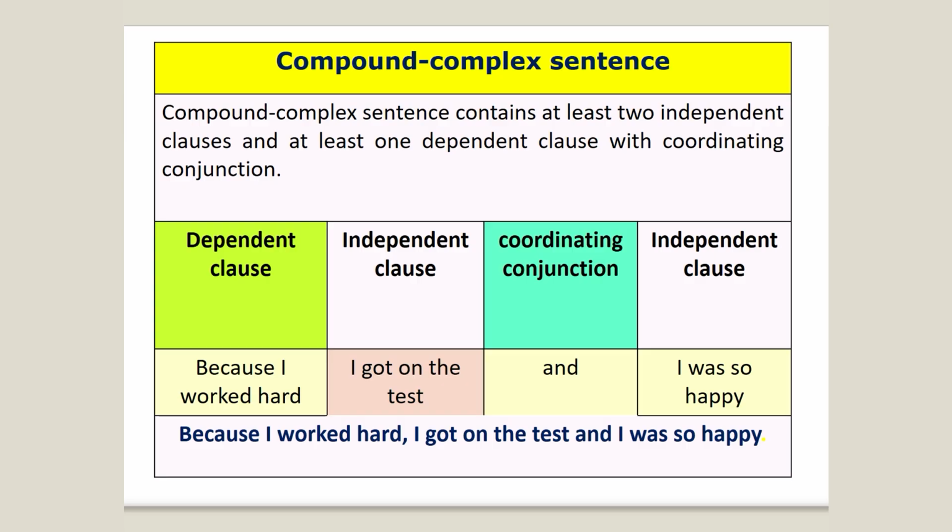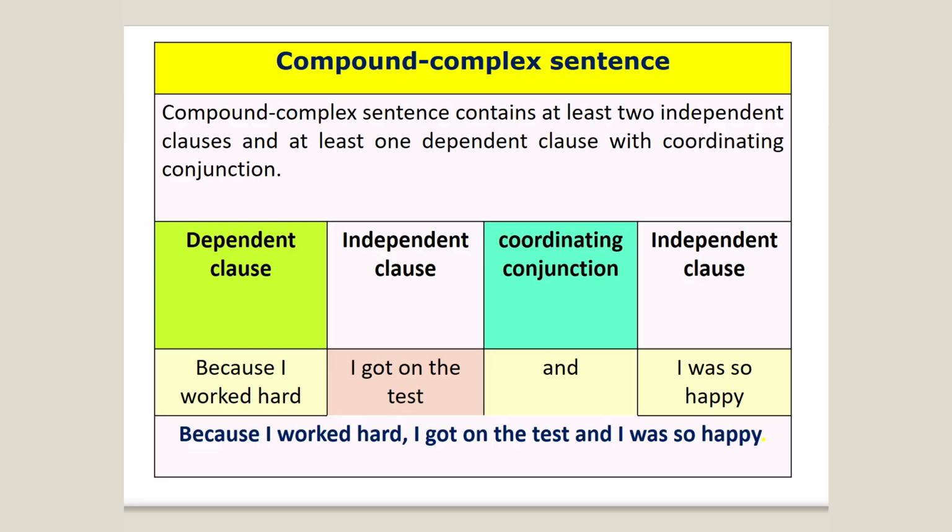A compound-complex sentence contains at least two independent clauses and at least one dependent clause, with a coordinating conjunction. When this type of situation is there in a sentence, that sentence automatically is a compound-complex sentence. Here, what will be the dependent clause? For example, you can see at last: because I worked hard, I got an A on the test and I was so happy.